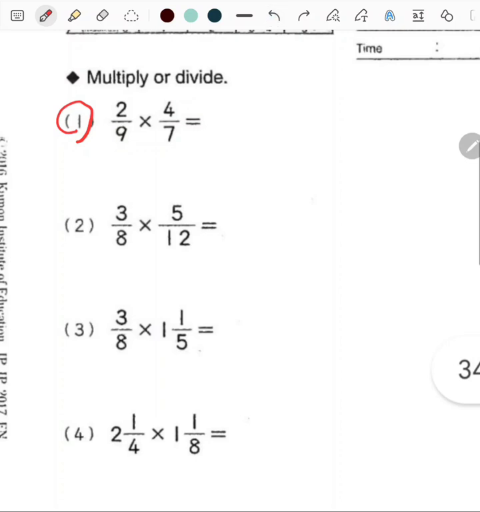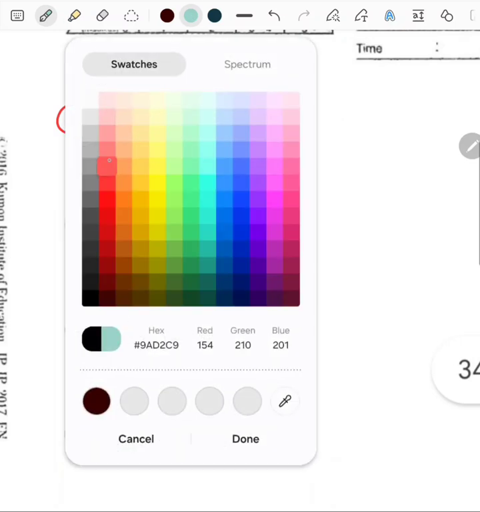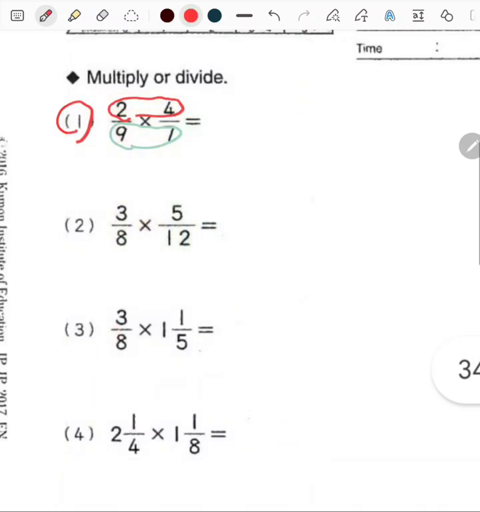So what we're going to do is multiply the top numbers and multiply the bottom numbers, using a different color. Let's choose red again. So 2 times 4 is 8, and 9 times 7 is 63. Okay, so that's my answer over here, 8 over 63.